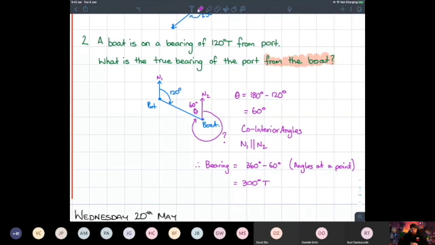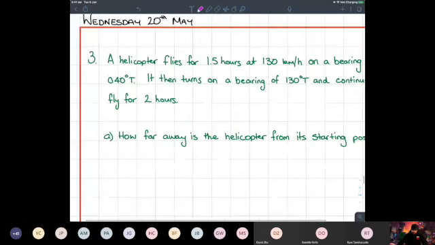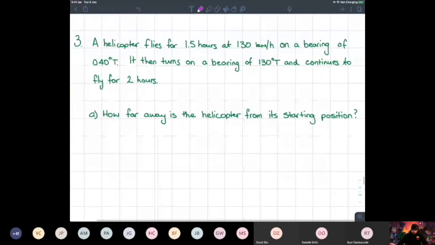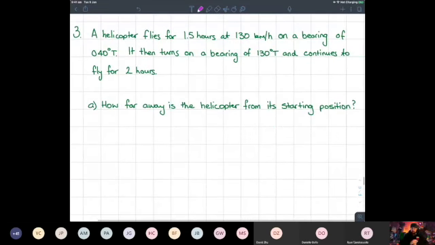All right. With bearings, a lot of our angles around parallel lines come into play, and we've got to be comfortable being able to use them and manipulate them and play with them. And we'll wrap up on this last example here. So a helicopter flies for 1.5 hours at 130 kilometers per hour on a bearing of 040 degrees true. After it does that, it then turns on a bearing of 130 degrees true and continues to fly for 2 hours.